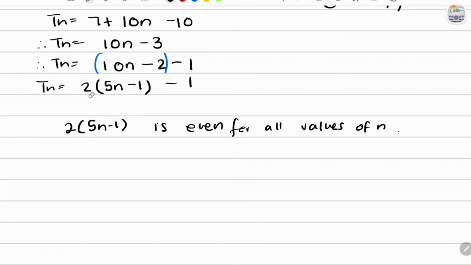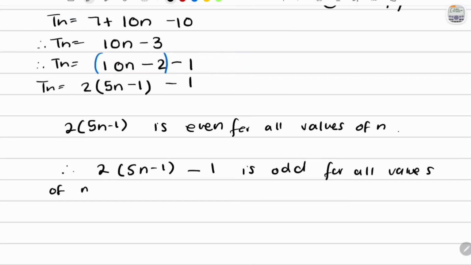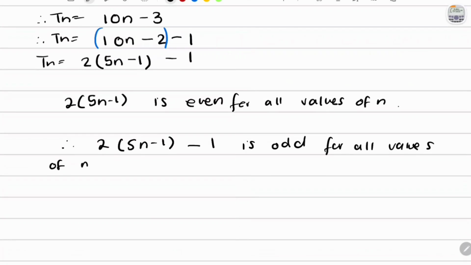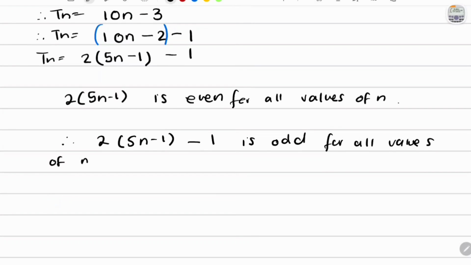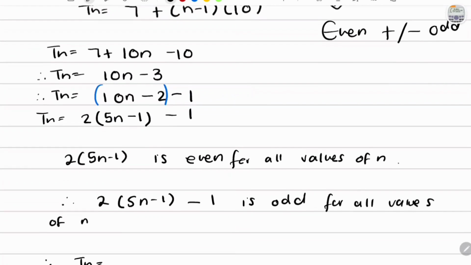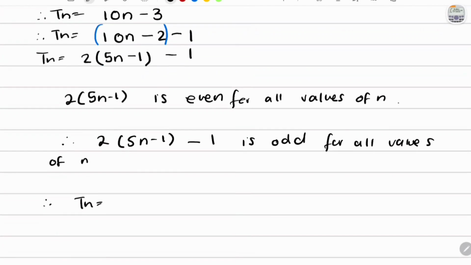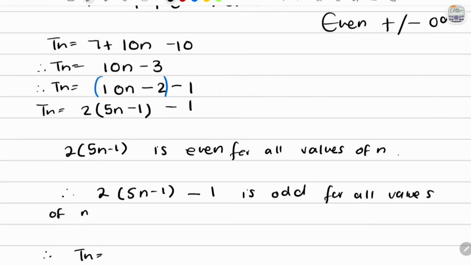So if that is even, then it would mean, therefore, that 2(5n minus 1) minus 1 is going to therefore be odd. So it is odd, and that is, of course, for all values of n as well. Okay, so now that we have put it like that, I can therefore conclude that Tn, and you can write Tn however you want. You want to write it like this, it's fine. You can write it also like that, it's fine.